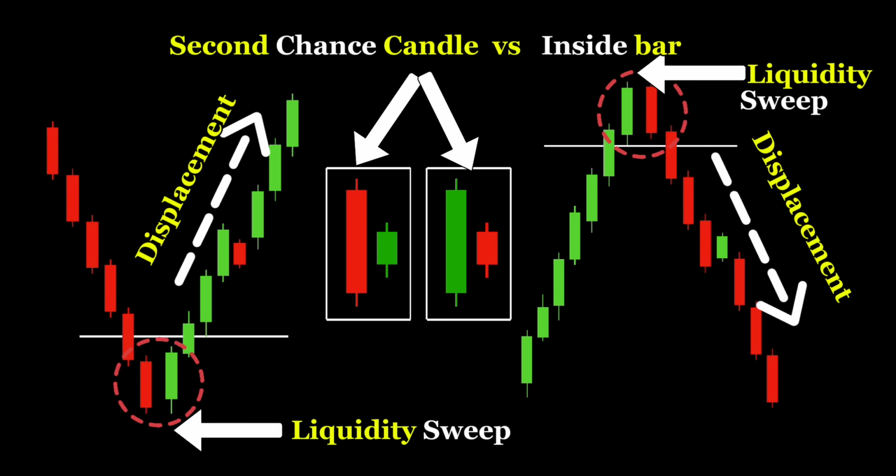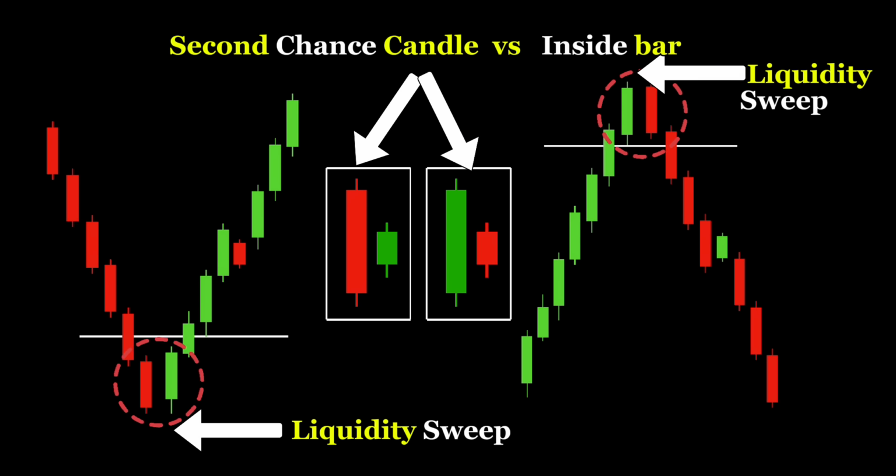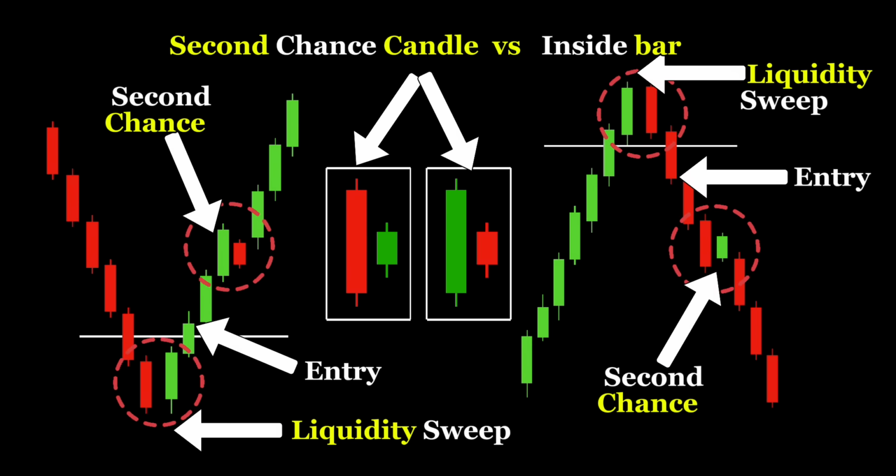Strong displacement. Second, the move after the sweep has to be strong and decisive. Big candles moving with momentum, not just sideways chop. Think of it like this. The liquidity sweep and the strong displacement are the train leaving the station. If you missed getting on, the second chance candle is like the train slowing down at the next stop, giving you one more shot to hop in before the trend continues.